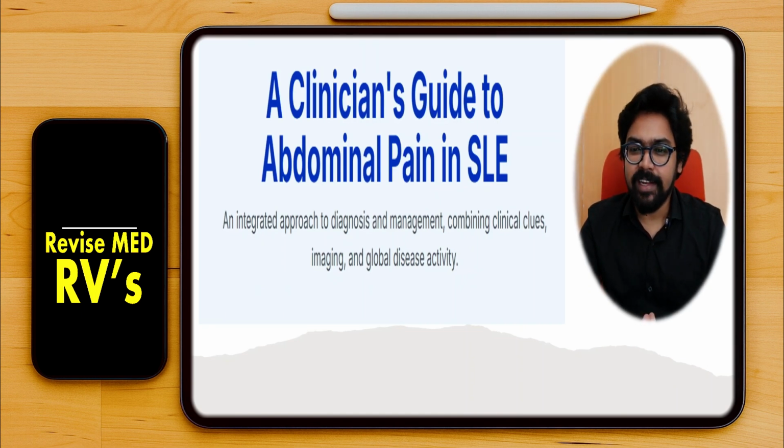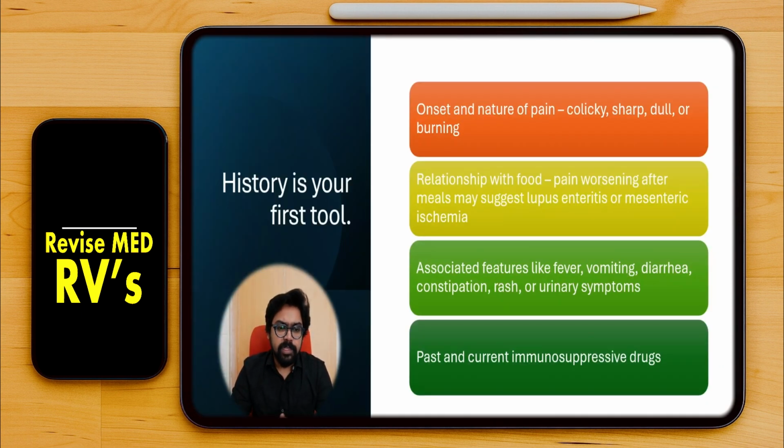Today we will be dealing with a new topic, that is how to approach abdominal pain in an SLE patient. It's a small topic. Let's get into the topic. So when you are planning to approach a patient with abdominal pain, history is your first tool. You have to do a detailed history before ordering investigations in this patient.